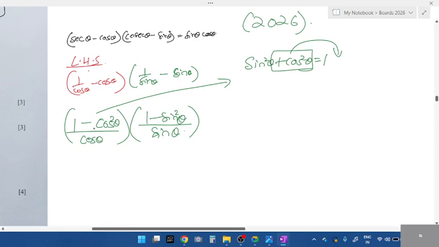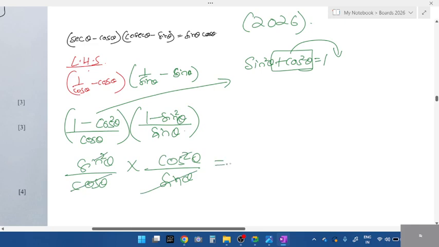What's the answer, students? 1 minus cos square theta can be written as sin square theta. Sin theta by cos theta, and this one cos theta by sin theta. They've given a very simple question. So 1 sin theta and 1 sin theta will get cancelled. Cos and 1 cos will get cancelled. What is left? Sin theta into cos theta.